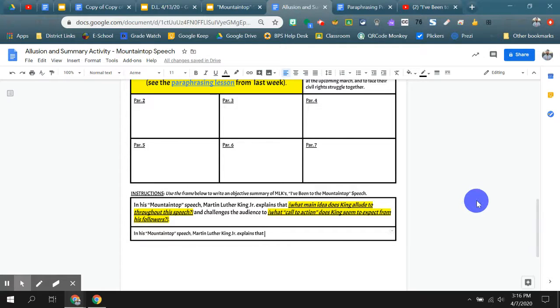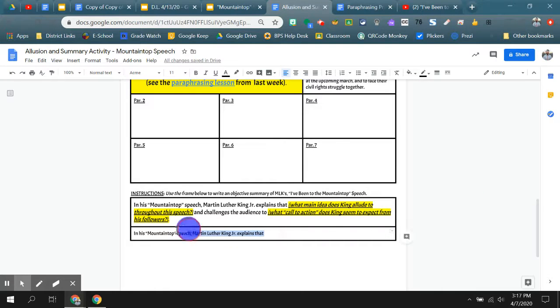Think about what it is that he's trying to inspire them to do. What is it that he's trying to get them to go out and actually practice, as opposed to simply say they're going to do it? He's trying to get them to practice what they preach. But what is that exactly? He's trying to challenge his audience to what? What does he want them to get out there and do in the world?